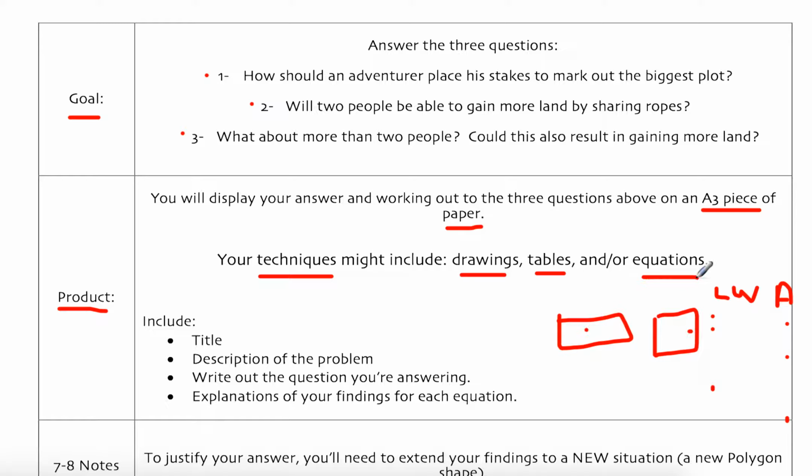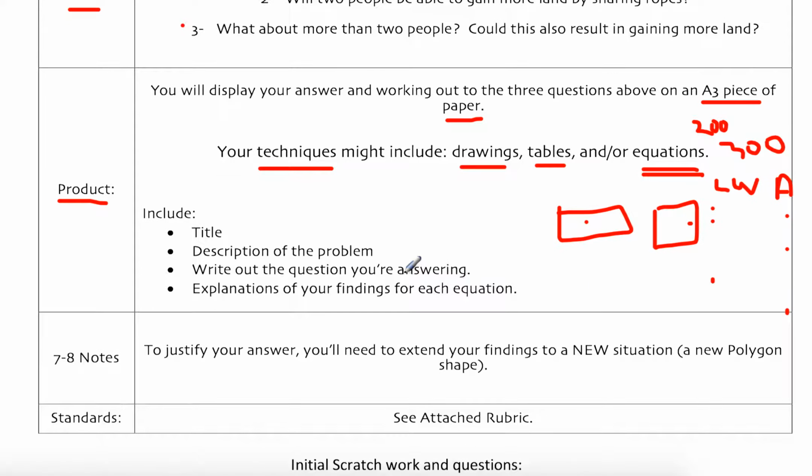Maybe you could come up with an equation that gives the perfect rectangle, no matter what the perimeter is. Okay, if it's 200, this is how much area you would get in the best situation. If it's 300 perimeter of rope, this is the area you would get. That's only really if you have time to get to. That's quite a 7 or 8 level thing, but make sure you do try and do at least 2 different ways of displaying your work.